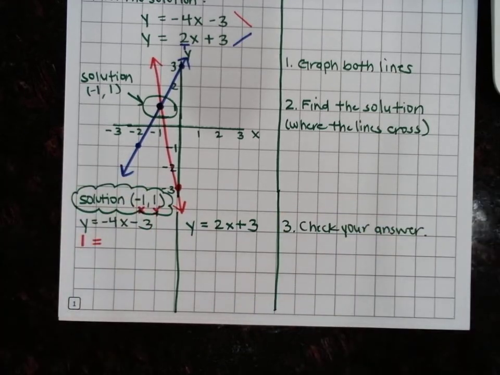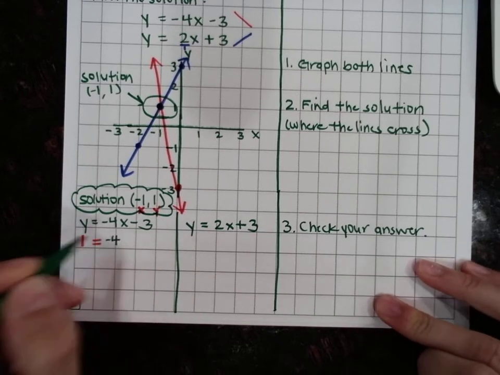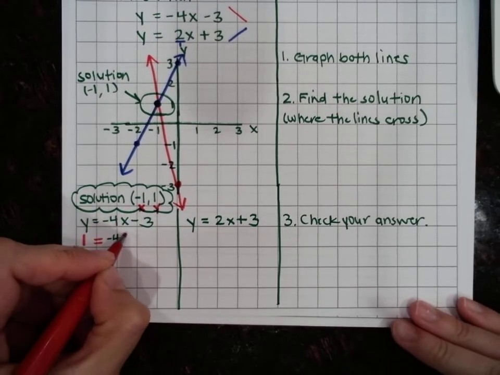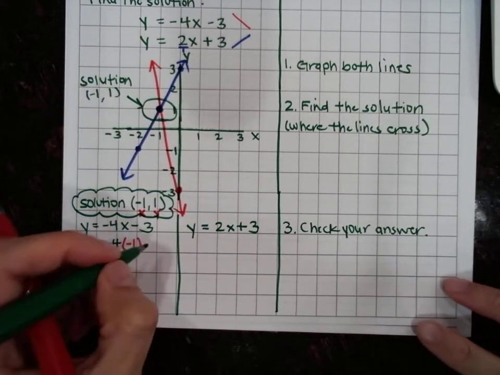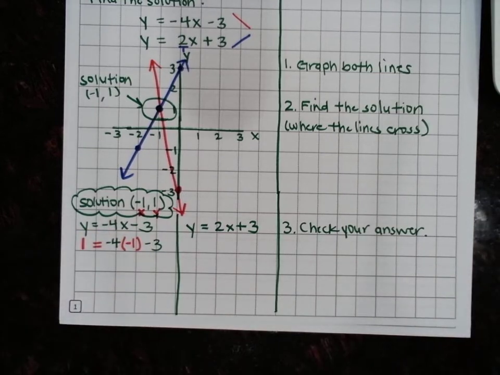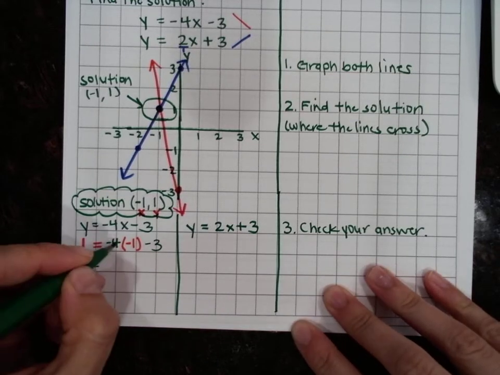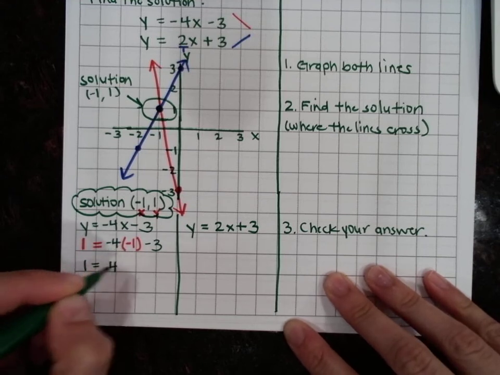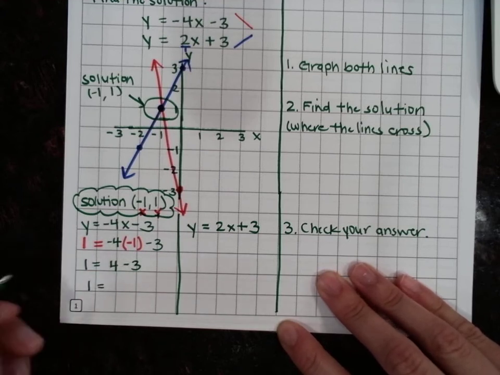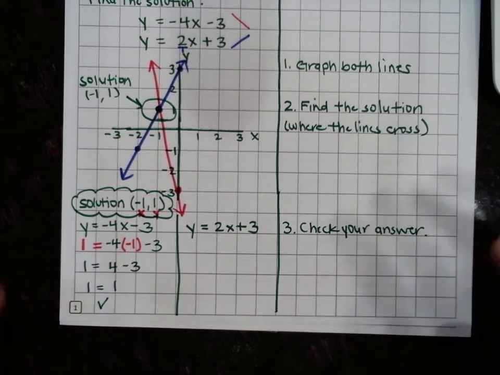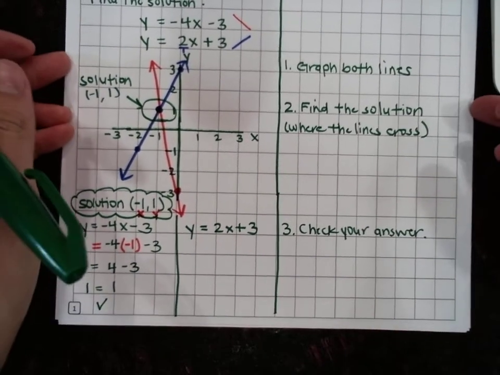So 1 should equal -4 times x, which we said was -1, minus 3. So then we simplify. Does 1 equal -4 times -1, which is +4, 4 minus 3? 1 equals, yes, 4 minus 3 is 1. So we solved correctly so far. It has to work in both equations though.